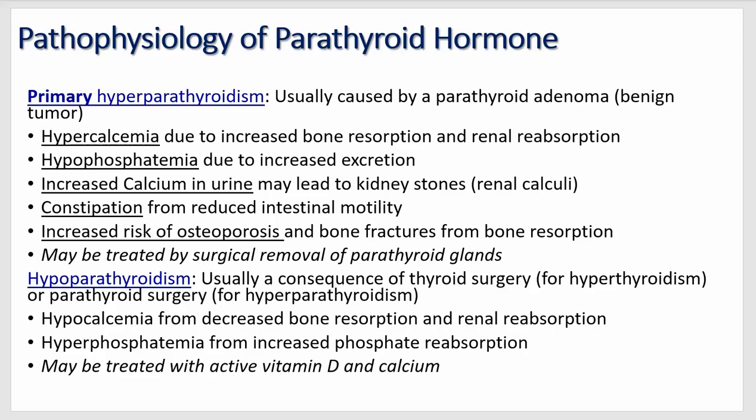Okay, so pathophysiology of parathyroid hormone. Well, if your parathyroid is too active, you're going to have too much calcium. Okay, so that shouldn't be a stretch to come up with that. But that's true. So hyperparathyroidism: hypercalcemia due to increased bone resorption and renal reabsorption.